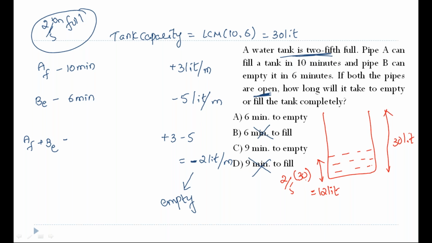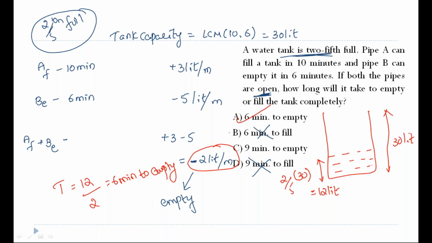Now guys, listen, empty means making this 0. We have 12 liters, and empty is making it 0. For the time taken, we have 12 liters and we are emptying 2 liters per minute. 12 by 2, so it takes 6 minutes to empty the tank. Guys, hope you understand why empty, because of the symbol minus.